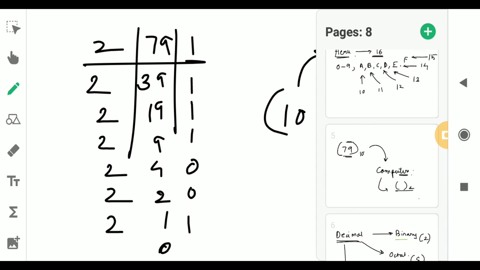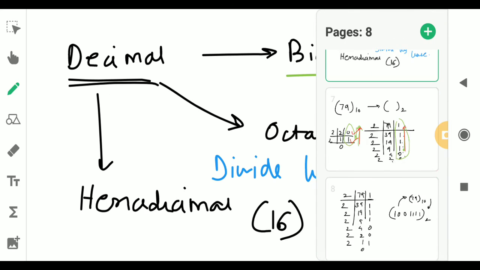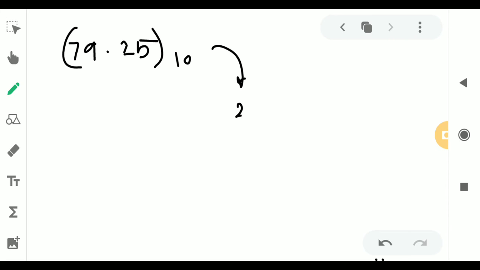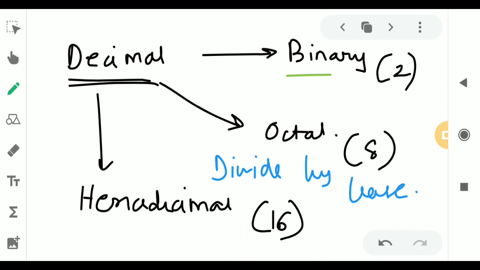Okay, so this was the first conversion. Basically, you just divide the decimal number by the base. Now, what if your number has a fractional part? Let's say 79.25. How do we convert this number from decimal to binary? Or let's say any other number system which has a different base.